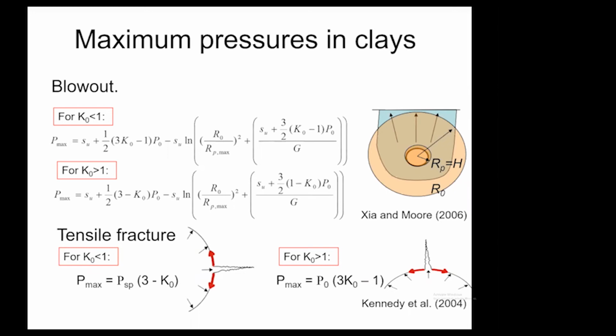Su is the strength of the clay soil that we're talking about here. Again, K0 is that lateral earth pressure coefficient, in addition to G, the shear modulus of the soil.